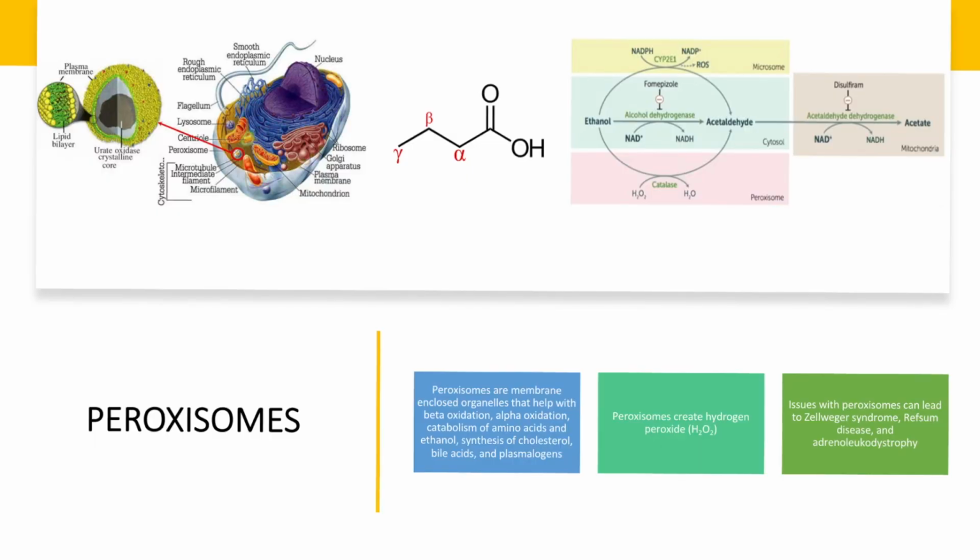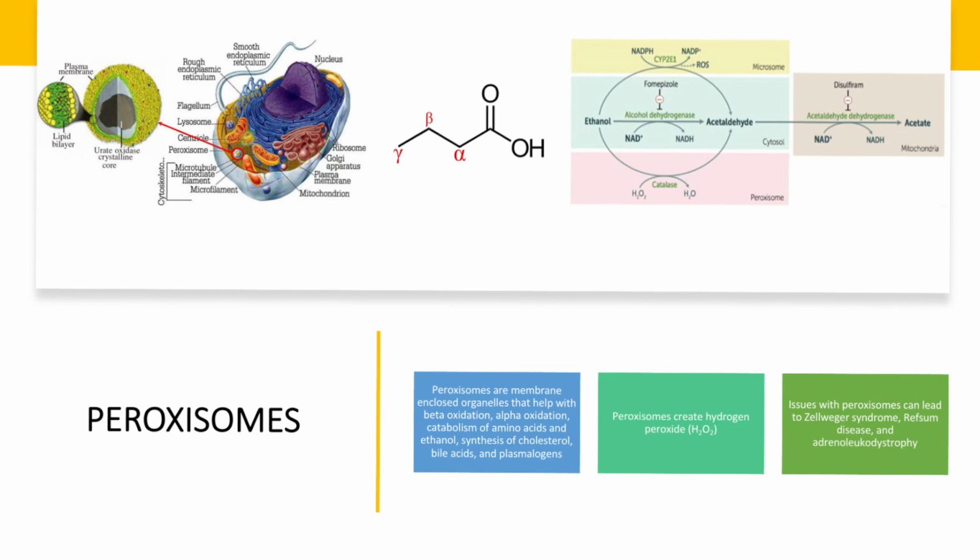In this video, we will be talking about peroxisomes. So we're going to first start out with talking about its function, and then we'll talk about what happens if things go wrong with peroxisomes. If you look over here at this image, you can see that there is a typical cell, and this is the peroxisome inside of the cell.